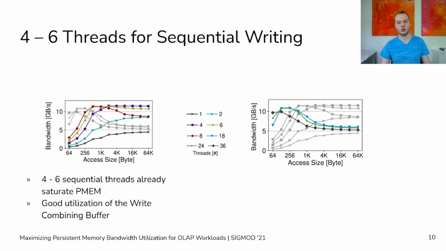Now, on the right, we'll have a look at the larger thread counts. Again, you see the smaller thread counts being grayed out. In contrast, we see here that with a large number of parallel threads, smaller access sizes are to be preferred. Nevertheless, the maximum write bandwidth is still lower than in the left case.